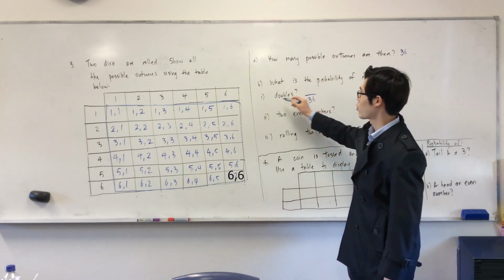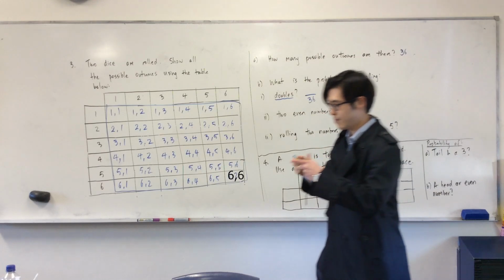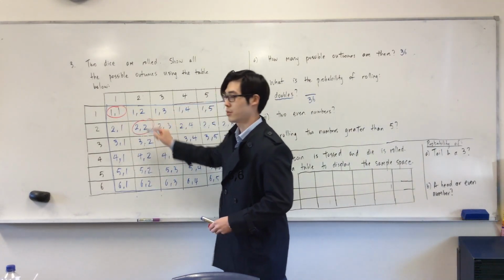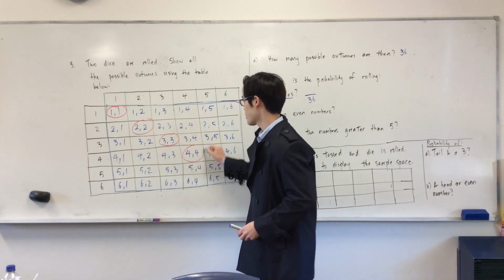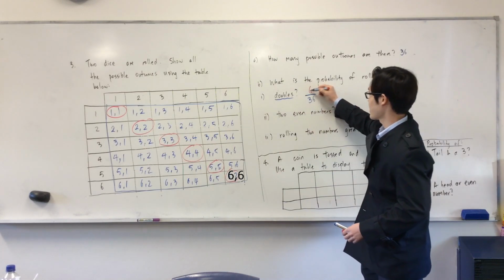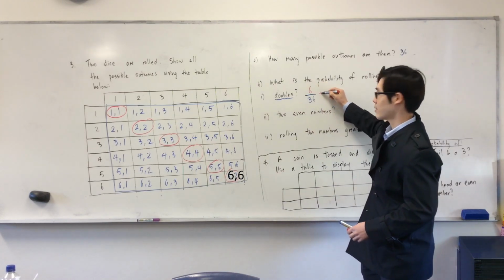So the probability of rolling doubles, how many doubles are there? We got 1, 1, 2, 2. These are doubles, yeah? Oh, 6. Yeah, that's right. There are 6 of them. Doubles means the same number. So there are 6 out of 36, and that's 1 out of 6, yeah?